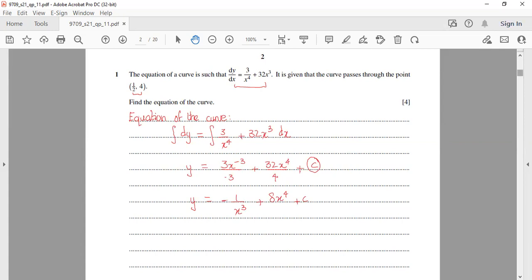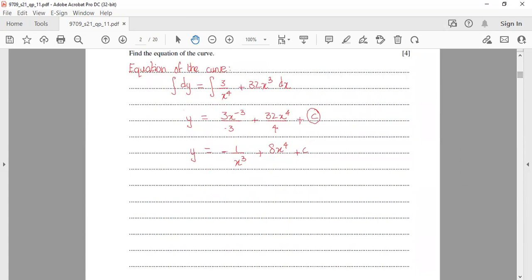Donc we can say that at the point (1/2, 4), we replace x is equal to half and y is equal to 4. Then we can find the value of c. So 4 is equal to minus 1 upon half to the power of 3 plus 8 into half to the power of 4 plus c. 4 is equal to minus 15 upon 2 plus c. And finally, c is equal to 23 over 2.